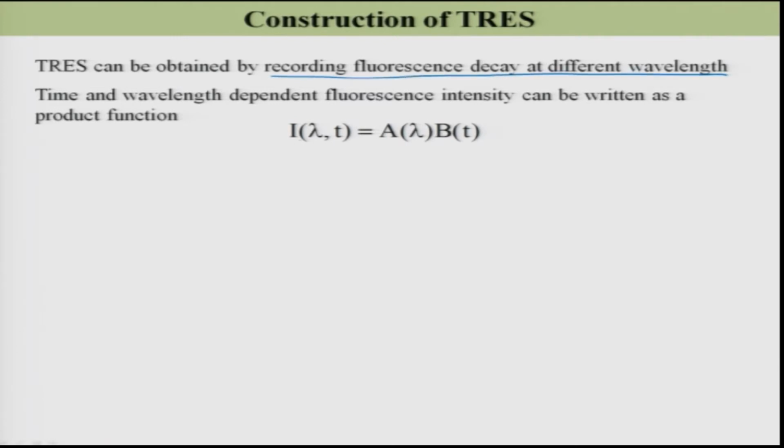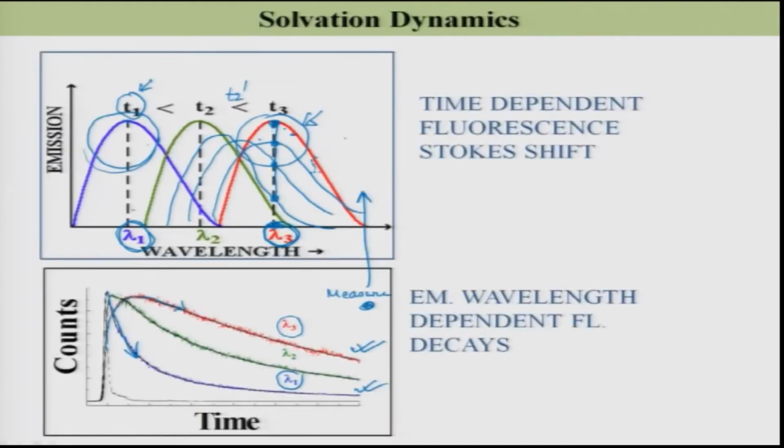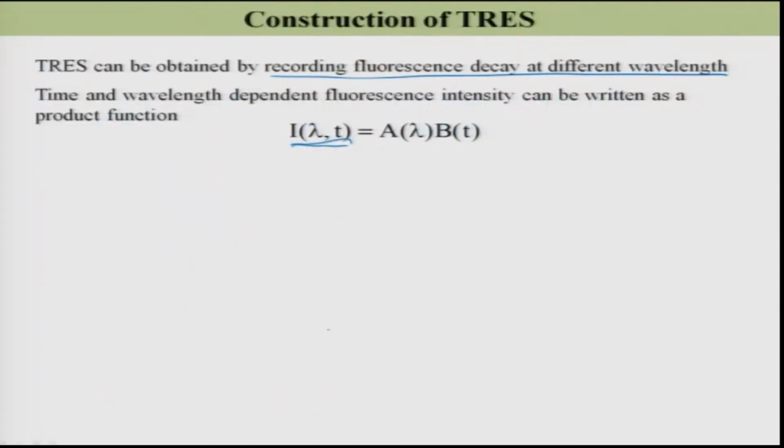And this is my fluorescence decay. I is a function of lambda and t, because at different wavelengths the emission intensity is different, as I showed here. This is for lambda 1, this is for lambda 3, that means it depends on the wavelength, and also it depends on the time, that is because of its natural lifetime, 1 over k r plus k n r.